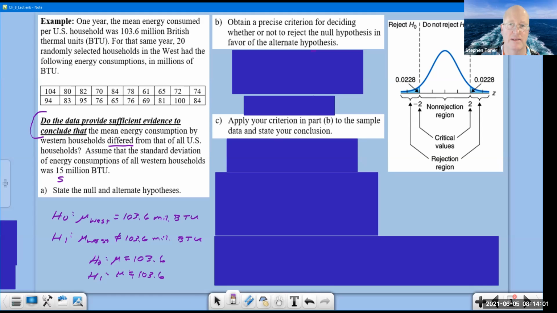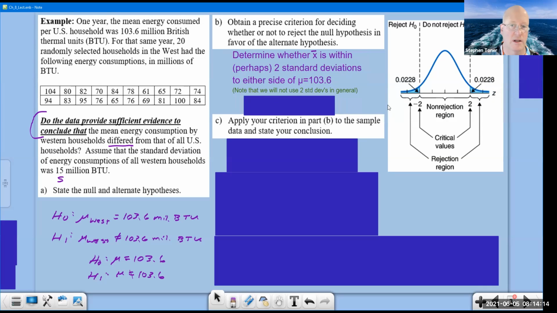Now, part B says, obtain a precise criterion for deciding whether or not to reject the null hypothesis in favor of the alternate. Okay, well, here's what I'm going to suggest. We're going to look at our sample mean and we're going to determine whether this x bar is within perhaps 2 standard deviations to either side of the claimed mean of 103.6.